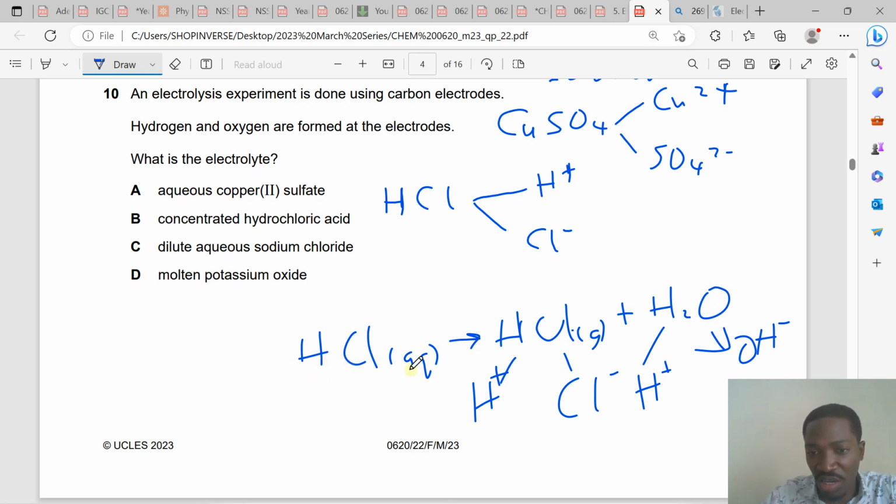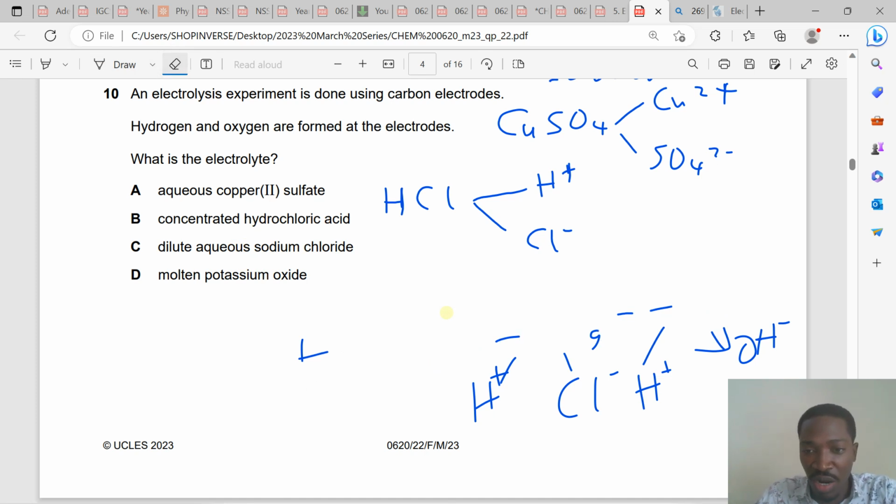But since it's concentrated, the concentration of these ones is higher than the concentration of those, so we don't have to bother ourselves about them. We can only focus on those two. It's clear, right? Of course it is clear. Let's go. The next one is dilute aqueous sodium chloride. So we don't have to bother ourselves about hydrogen and hydroxide. Just these two are enough in talking about option B.